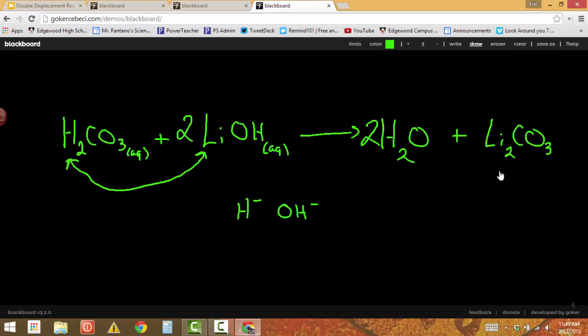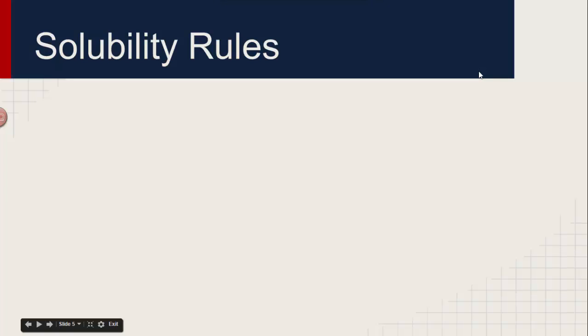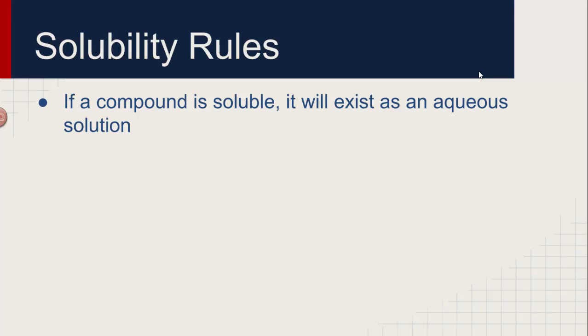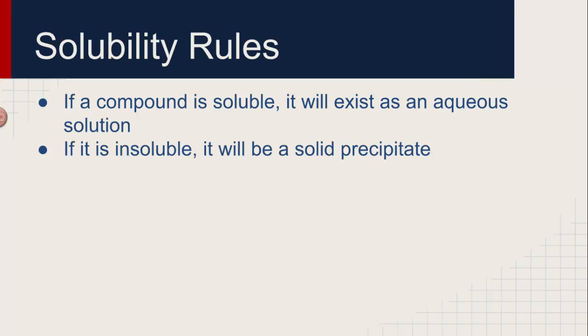Well, you know what? Let's learn our solubility rules right now. So, in general, we want to get a couple things straight. If a compound is soluble, if it dissolves in water, that means it'll exist as an aqueous solution, AQ. If it's not soluble, it won't dissolve, it'll stay solid, and we call those precipitates.